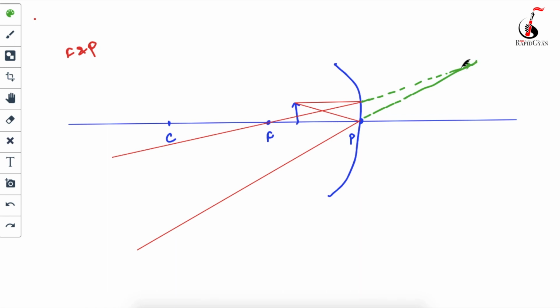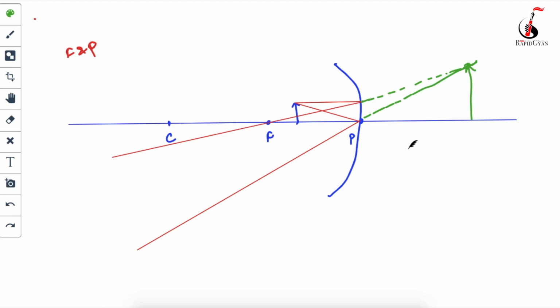So they are not intersecting each other actually, okay? But if I extend this behind the mirror, they will cut virtually. So in this case your image will be formed somewhere here, behind the mirror.